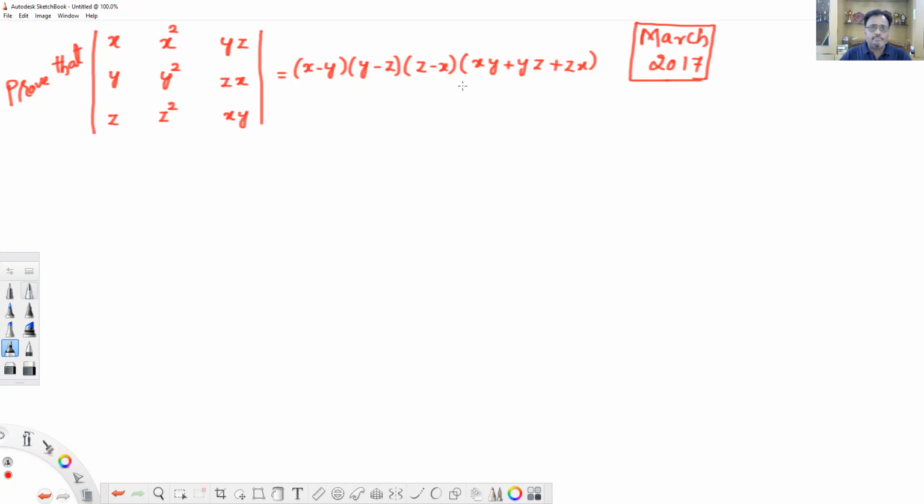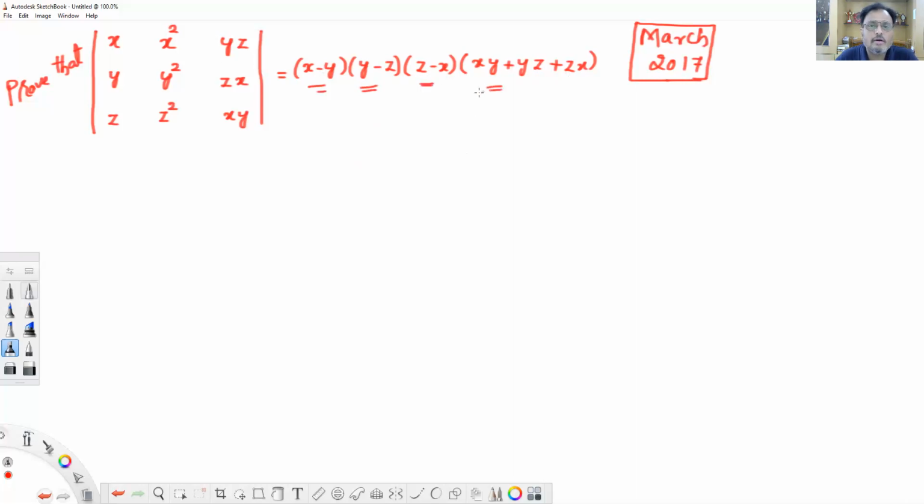Dear students, taking LHS by expanding along any row or column, achieving this right hand side is very time consuming. Sometimes you may fail to get this result also. But here, look at the RHS now.